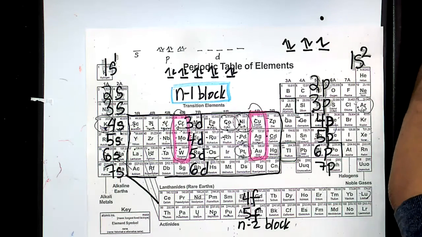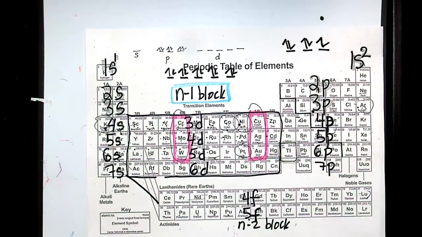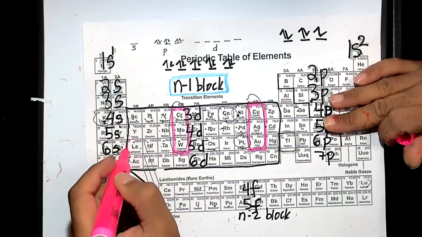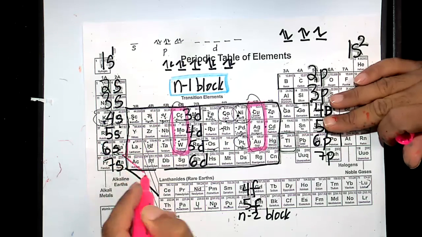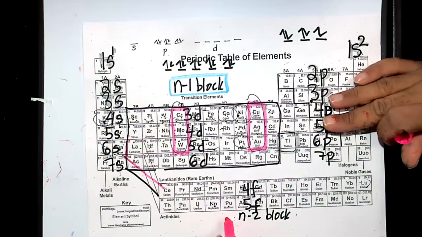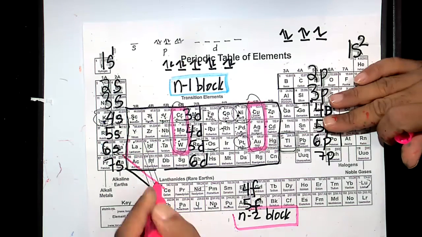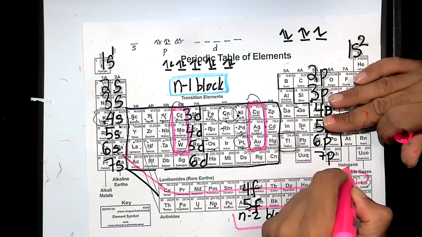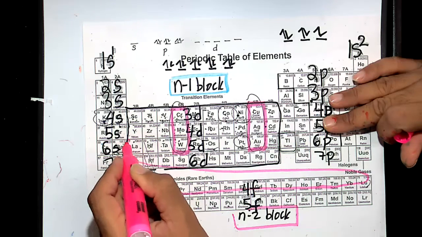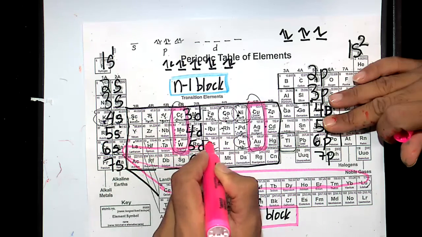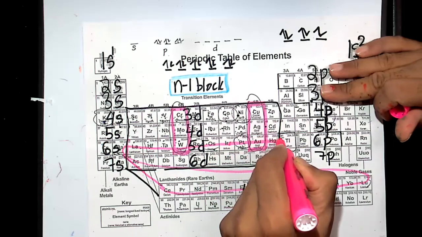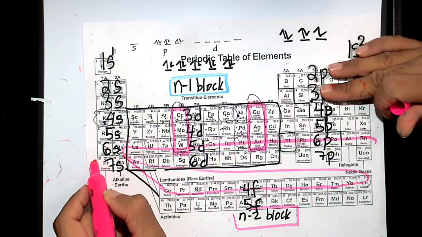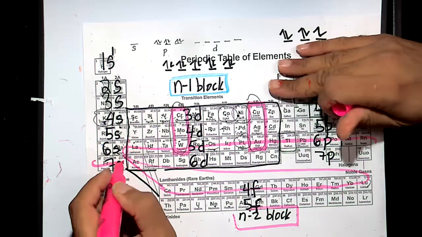Then where do we go? 6s. Something happens here. Everyone be careful. After 6s, we go to the n-2 block. So after 6s, we fill up 4f. Now we go back, and after 4f we fill 5d. And then after 5d, we fill 6p. After 6p, we fill 7s.